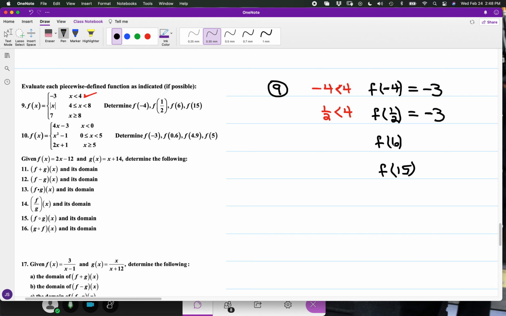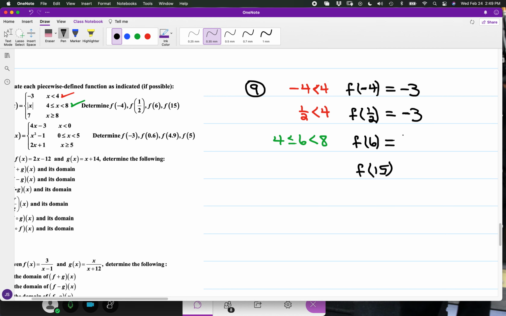Now for f of 6, in terms of the inequality statement to which 6 belongs, 6 is not less than 4. Now for 6, it does fall between 4 and 8. So it is true that 4 is less than or equal to 6, and 6 in turn is less than 8. And so in terms of how to treat 6, f of 6 is equal to the absolute value of 6. And the absolute value of 6 is still going to be 6.